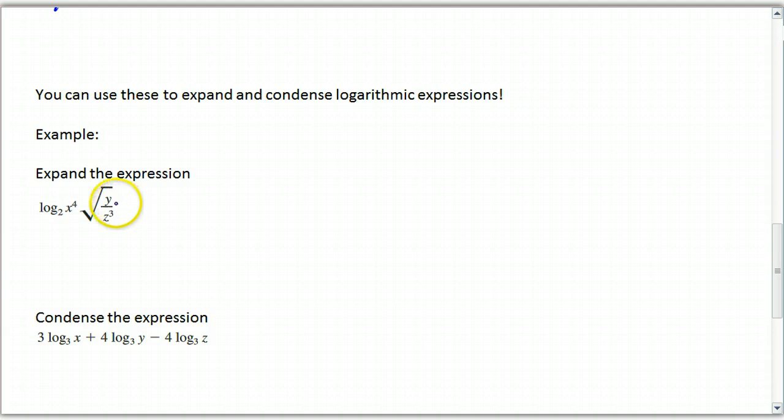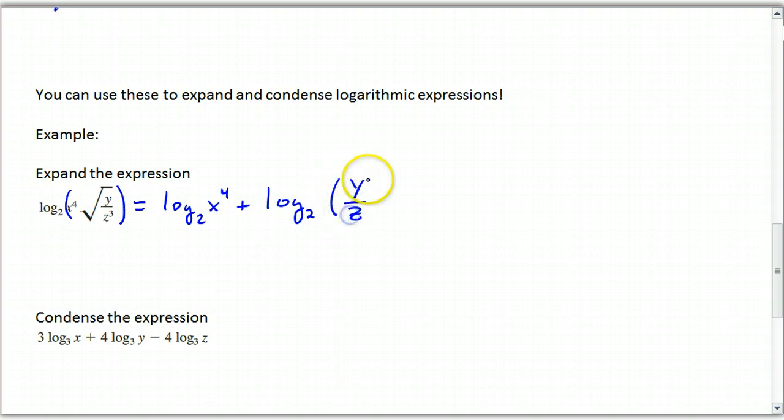For example, let's say we want to expand the log of x to the fourth times the square root of y over z cubed base 2. Okay, x to the fourth is being multiplied by that square root, so I can convert that into an addition. And I'm going to change that radical to an exponent. Now this 4 can come around front, and this 1/2 can come around front.